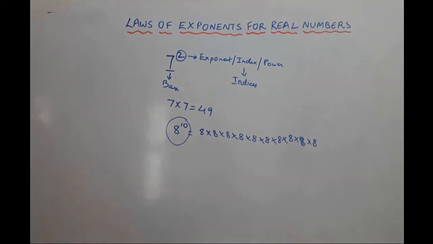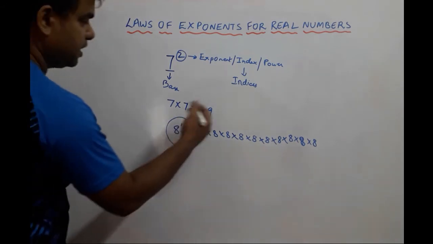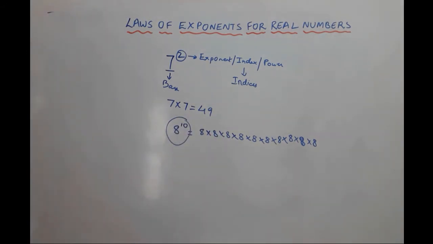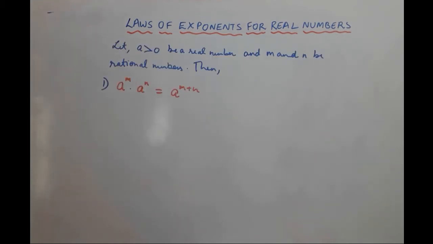So that is why we use exponents, and it helps us in a lot of problems that we will see in the next video. For now we concentrate on the laws of exponents. See what are the laws of exponents for real numbers. So this says let a greater than 0 be a real number and m and n are rational numbers, then a raised to m into a raised to n will give us a raised to m plus n. So that is our first law.